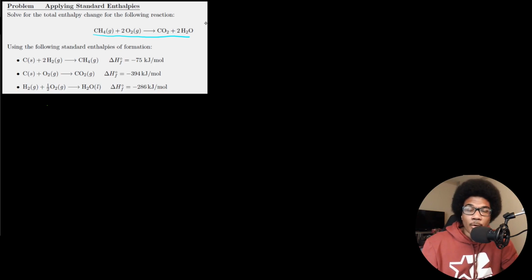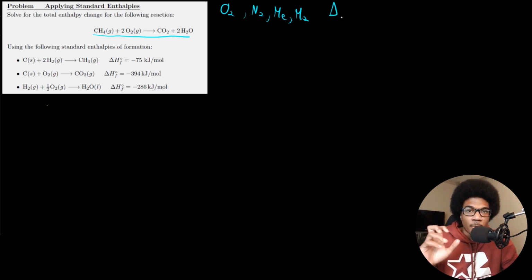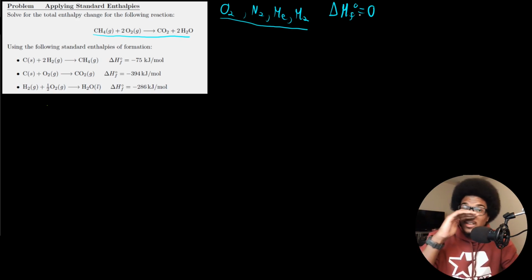Now, one thing I should note about standard enthalpies: if you have something that is just an element at standard conditions, so let's say O2 or N2 or helium or H2, these things that are only one element at standard conditions, their enthalpy of formation is 0. And that should make sense because you're not forming anything. It's just naturally this one element under standard conditions. So its enthalpy of formation is always 0. So our enthalpy of formation for O2 in this case will be 0.